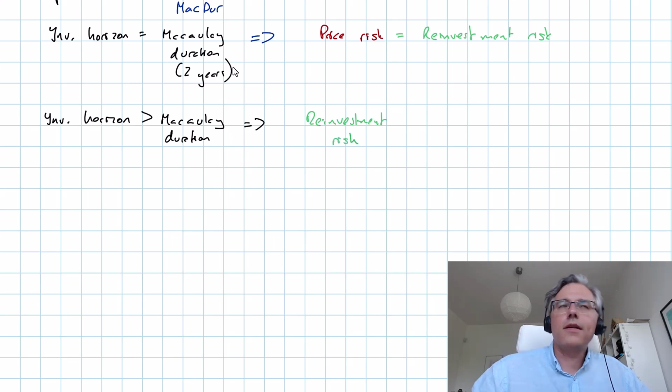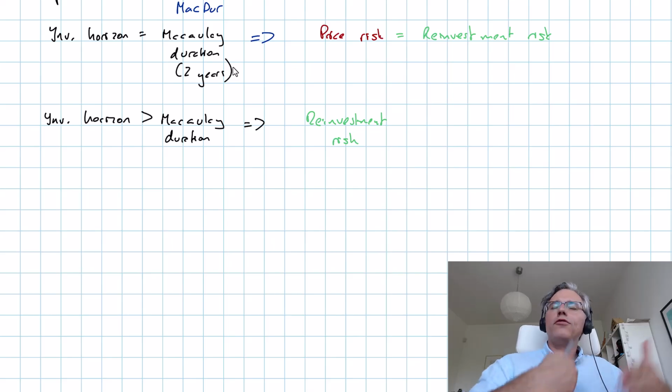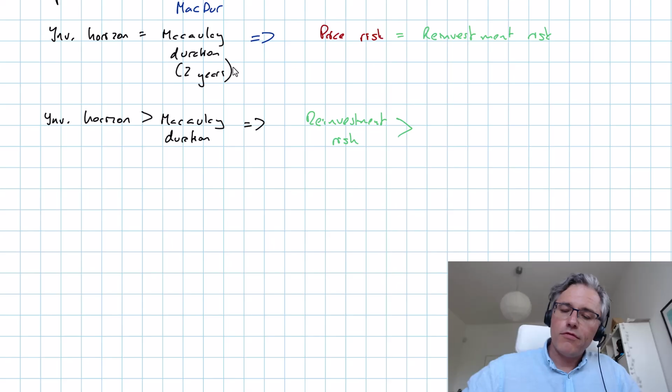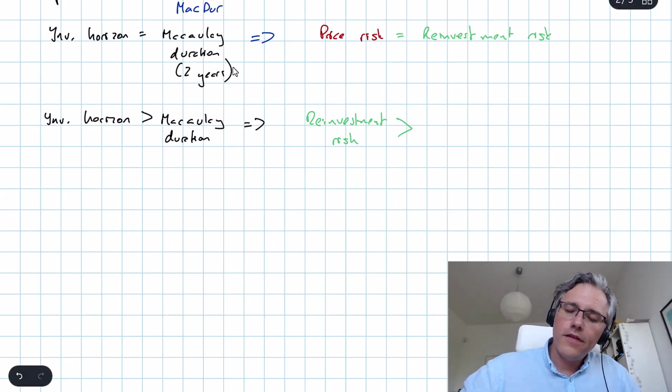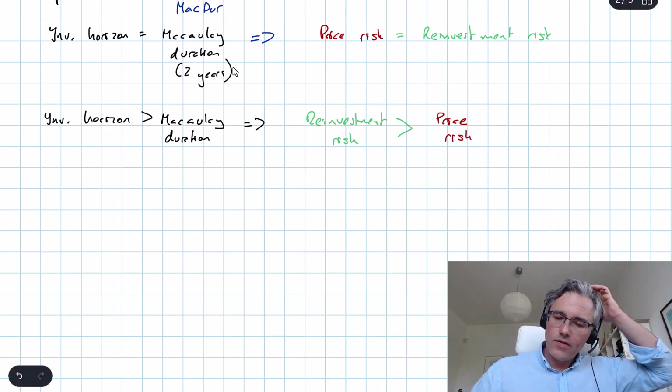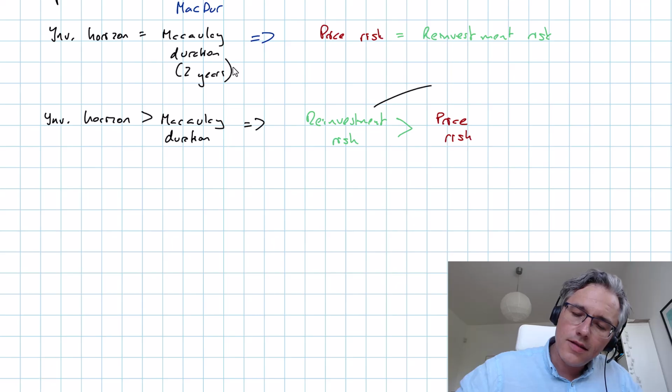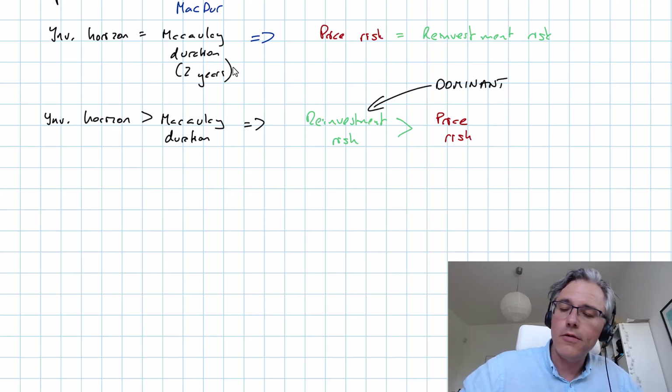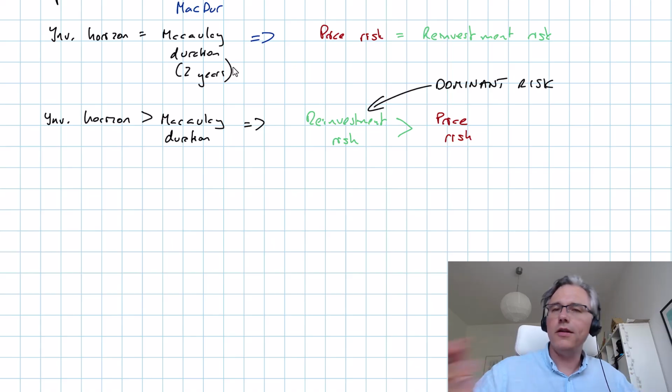the risk associated with reinvesting the coupon for a longer period of time, will prevail over the effect to the price of the bond, the price risk. So you could say that this is the dominant risk. And I'm going to explain this in a moment, don't worry. This becomes our dominant risk out of the two.